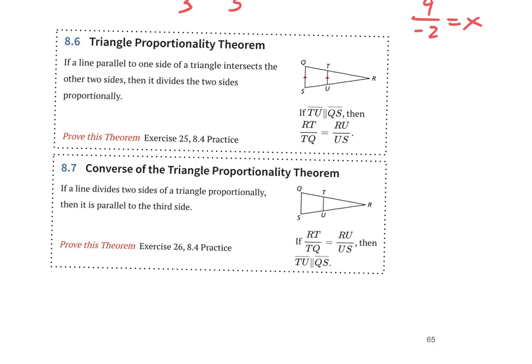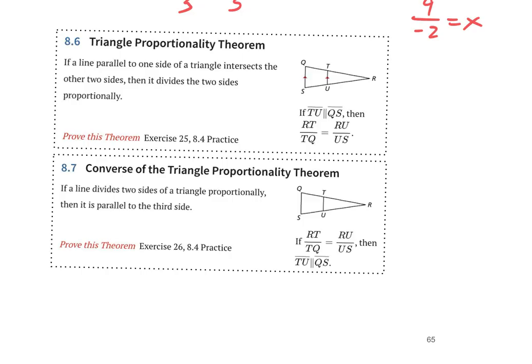Okay, today the big concept is what we call the triangle proportionality theorem. If I have a triangle and I draw a line through the middle of that triangle, if TU is parallel to QS, and we see that to be true here, TU and QS are parallel, then it's going to divide the two sides proportionally, okay?